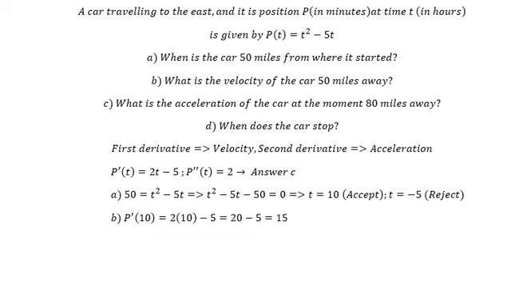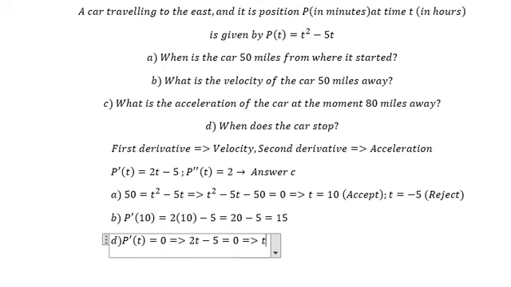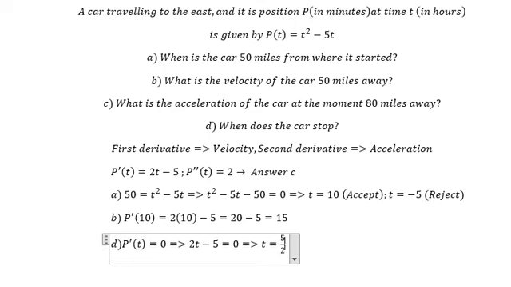And the next one, let's see D. When does the car stop? So this means the first derivative will equal 0. And this is 5 over 2.